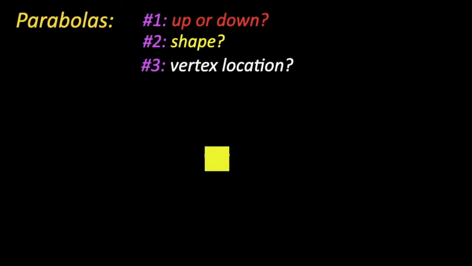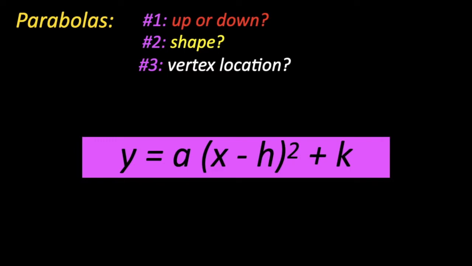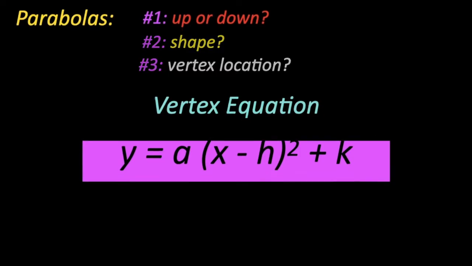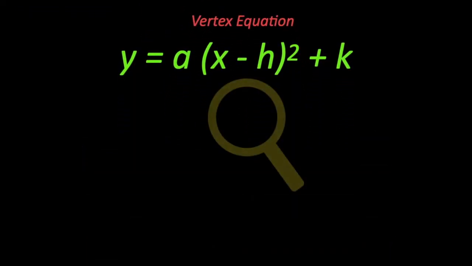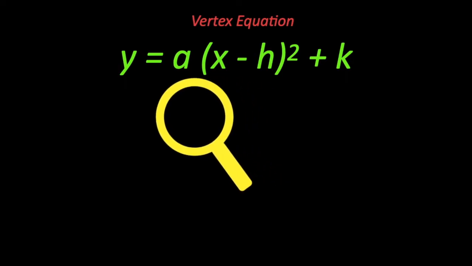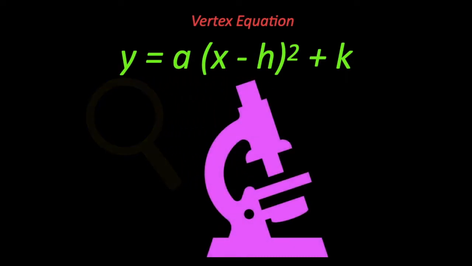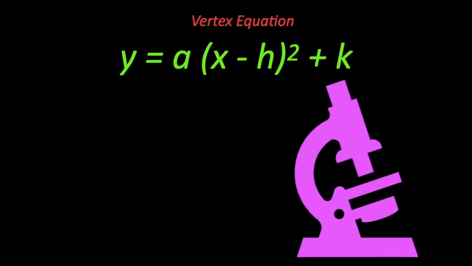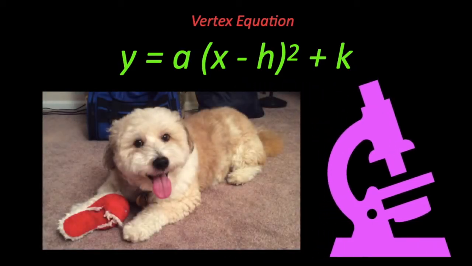It turns out, ladies and gentlemen, that all of the characteristics we've been talking about, is it up or down? What is its shape? Where is the location of the vertex? All of these characteristics, the details can be found in this vertex equation. And for the rest of this video, we're going to focus on this vertex equation. We're going to bring in a high-powered microscope, and we're going to dissect this equation. We're even going to bring Jack in here. And by the end of this video, you will become an expert at all the information that this vertex equation affords.